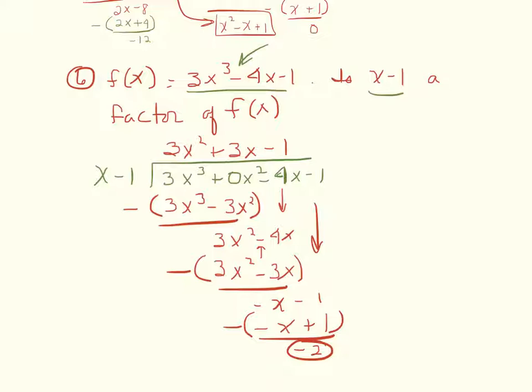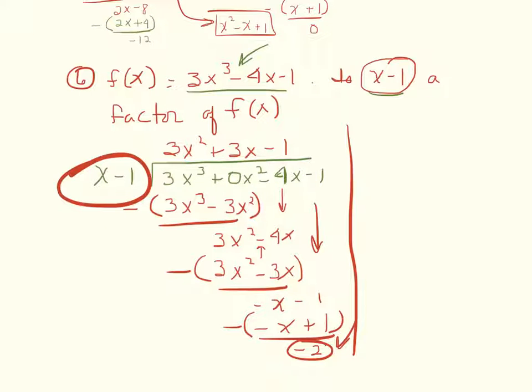I got a remainder of negative 2, so the answer is no. x minus 1 is not a factor of f of x because it does not divide into it evenly. That's the long way to do this problem. I would use the remainder theorem to actually do it. The remainder theorem says if x minus 1 is a factor of a polynomial, f of x in this case, it says this. Let's write it down.